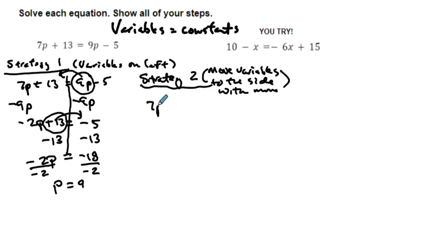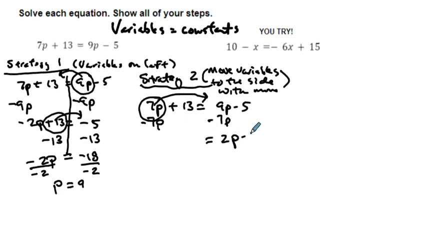So if we rewrite this again, we have 7p plus 13 equals 9p minus 5. The side that has more of the variable is this side, right? So then I'm going to move the 7p over here, right? So when I do that, I subtract 7p because it's positive right now. So subtract it. So you get 2p minus 5 equals 13. And then you're going to add 5 because you have to move your 5 over to the other side, right?